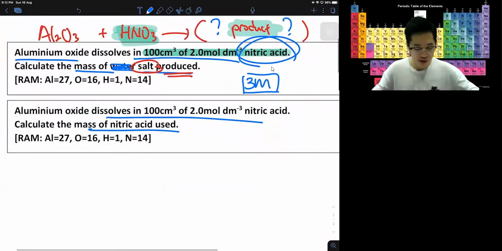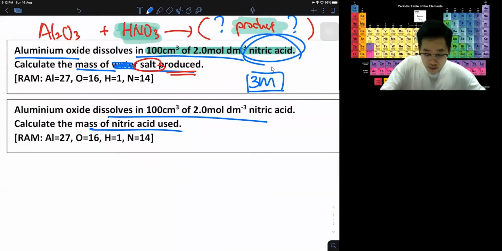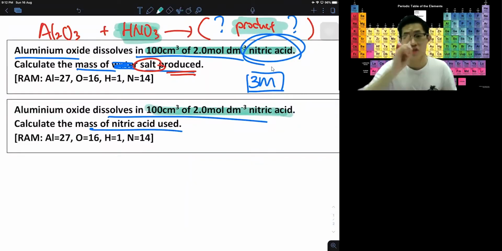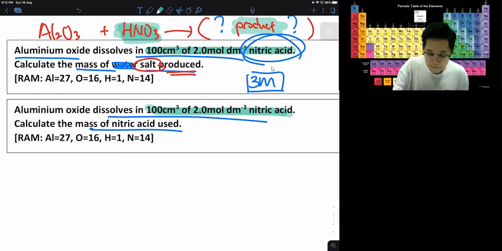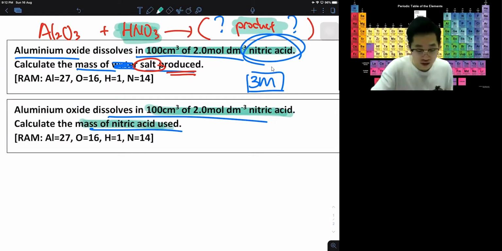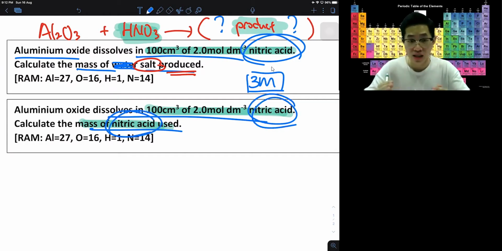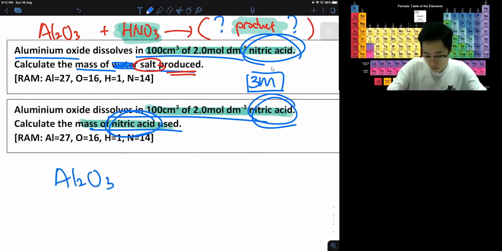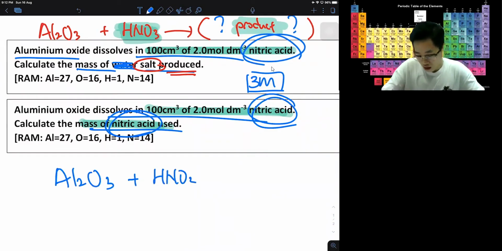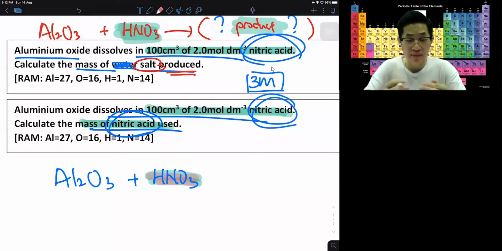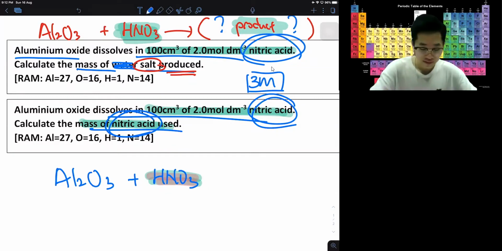How about the second example? You see, aluminium oxide dissolved in this amount of nitric acid. So I highlight the number. This is the first thing I have highlighted. And then they want me to calculate the mass of nitric acid used. Can you see? Nitric acid, they are the same substance. That means if I have an equation, I am going to highlight the same thing. If you highlight the same thing, which means there's only one substance involved, then it will be a normal question.